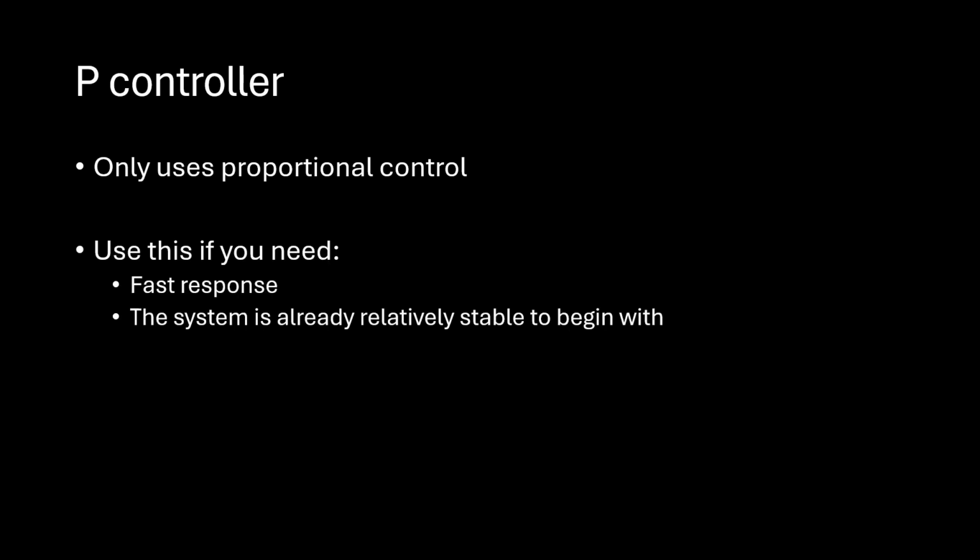Okay, the first type of controller, the P controller, the simplest, just proportional control. This only uses proportional control, KP. Use this if you need fast response, but only if your system is relatively stable to begin with. If there are any system instabilities, avoid using P control. The applications of this are very basic motor control. To be honest, I don't think there are many applications of the simple P controller because it doesn't make much improvement to your system to begin with.